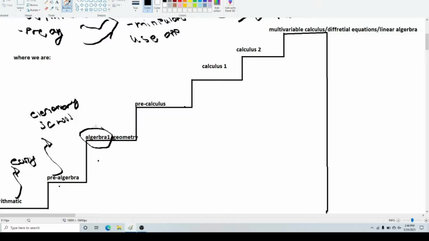A lot of people say that geometry is a beast of its own, and in fact it is. But to quantify things, we actually use the concepts that we use in Algebra 1 and pre-algebra. And so that's why I put them on the same step. And then we take these ideas and combine them with pre-algebra and arithmetic. We put Algebra 2.